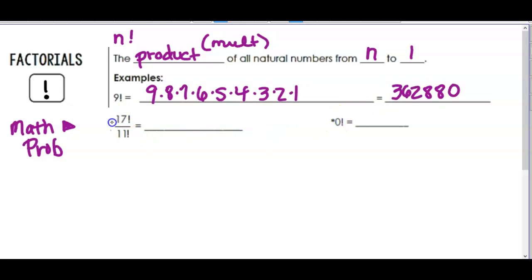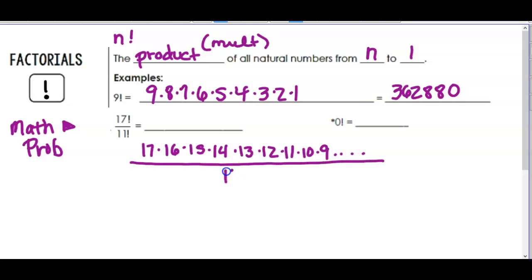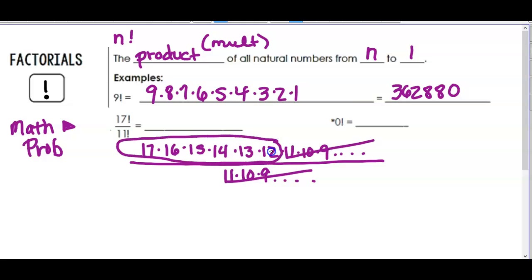Now, if you had something like this and you had to do it by hand, which would be miserable, it's not as bad as it sounds though, because when you did 17 times 16 times 15 times 14, okay, it's as bad as it sounds. 13 times 12 times 11 times 10 times 9, and so on. But you're dividing by 11 times 10 times 9, and so on. So all of those would divide out, and you'd only end up multiplying these. Definitely still don't want to do that by hand.